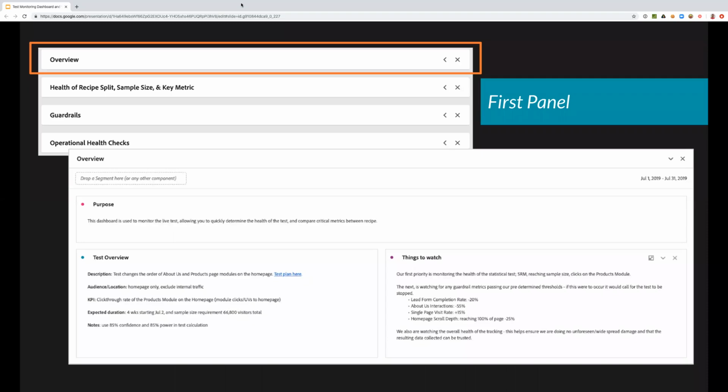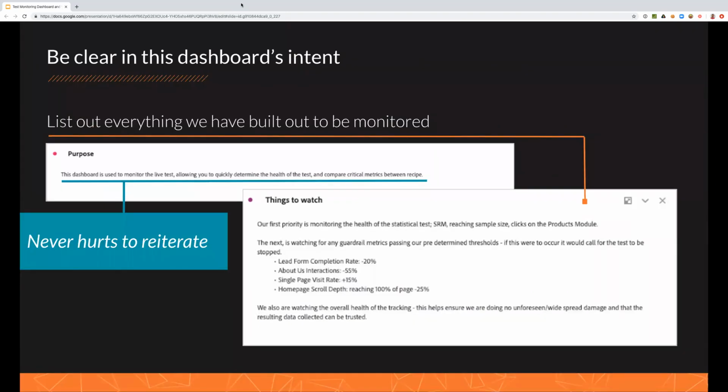And so in the dashboard, it's going to be your first panel, that overview panel. And it's not overly long, but it has 3 distinct sections. And so 2 of the sections are really there to help be clear what the dashboard's intent is. We have the whole part about listing out everything we're watching. So we let them know that we are monitoring statistical health. We are then also monitoring 4 main metrics that have thresholds.